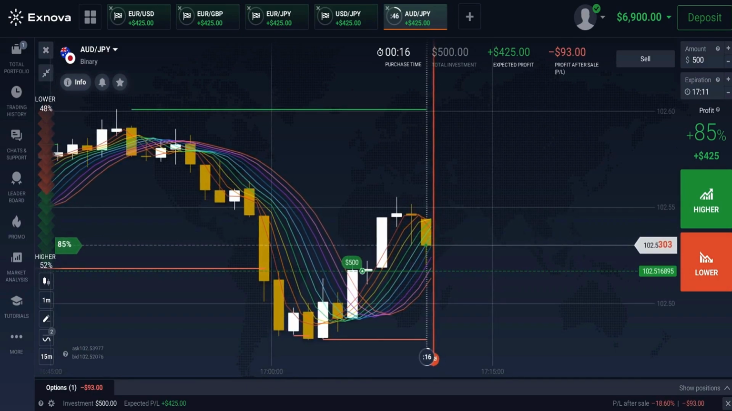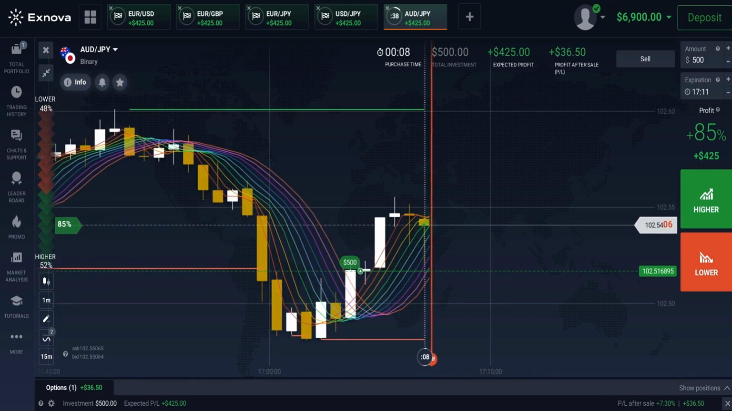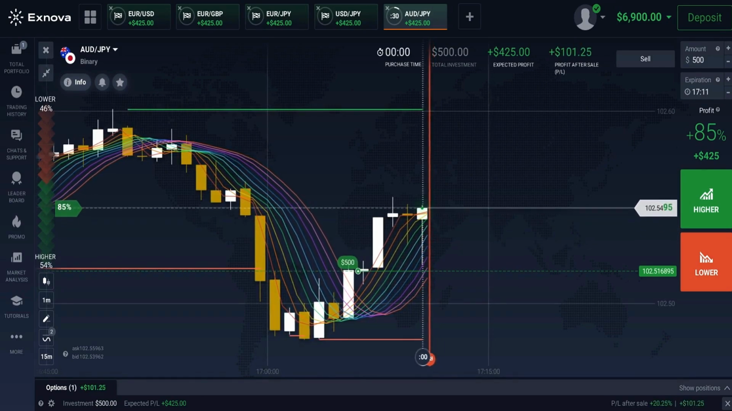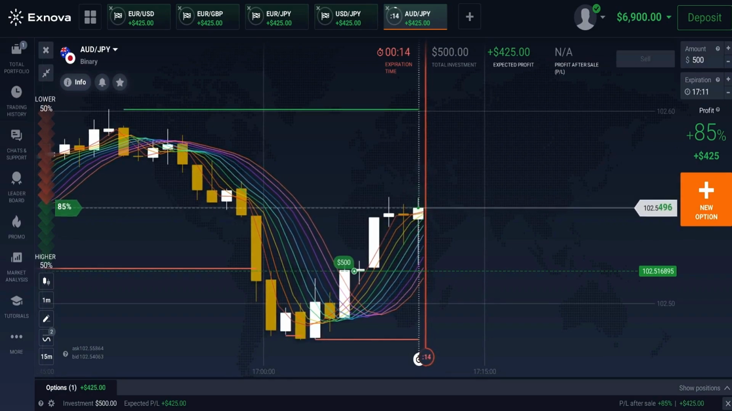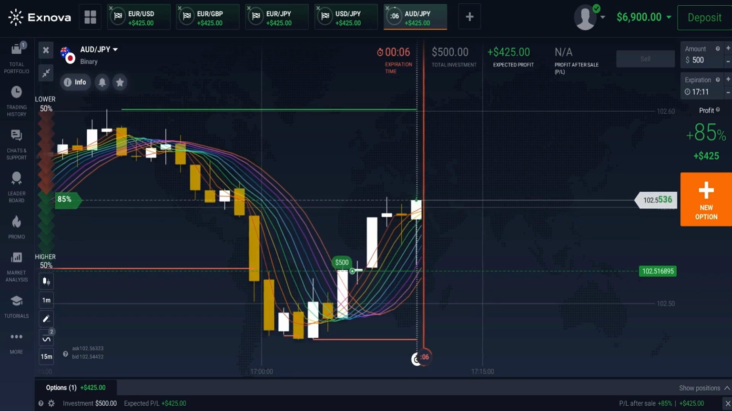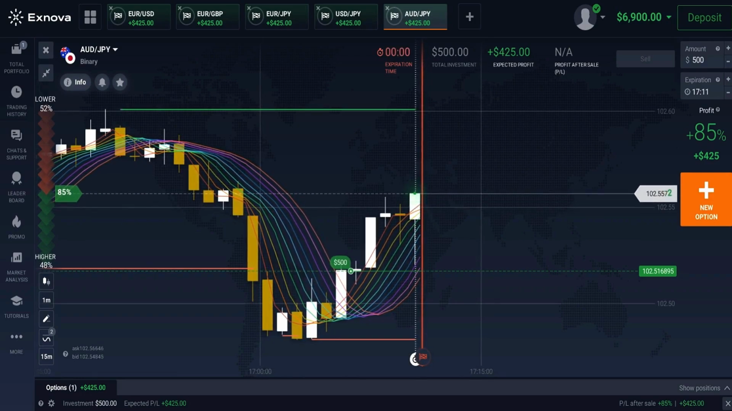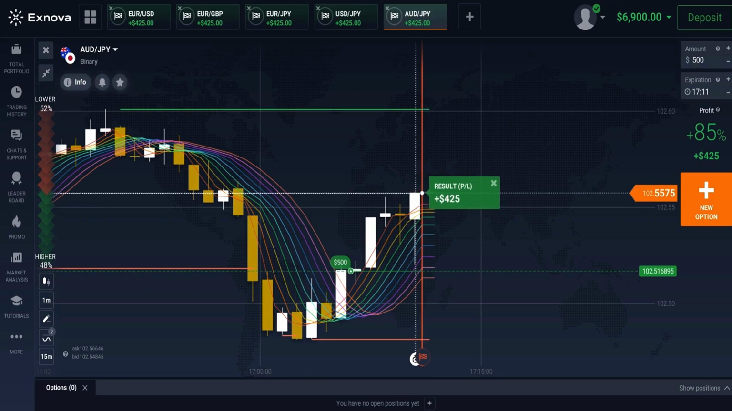But remember, no strategy is 100% accurate, which is why we always manage our risk and trade responsibly. Now, we've entered the trade, and we'll wait for the 5-minute expiry to see the result. And there it is, a successful trade.